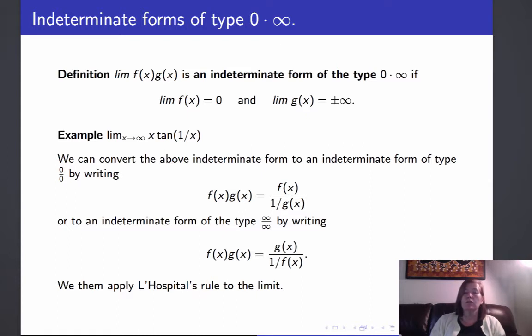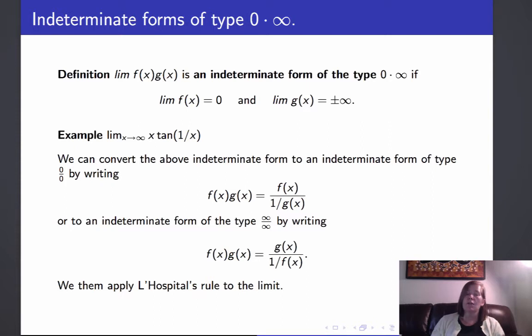So one thing we can do immediately is convert this type of indeterminate form to an indeterminate form of the previous type, either 0 over 0 or infinity over infinity, by rewriting this product. So we have f of x times g of x is f of x divided by 1 over g of x, and also it's equal to g of x divided by 1 over f of x.